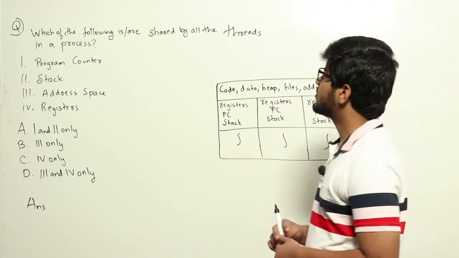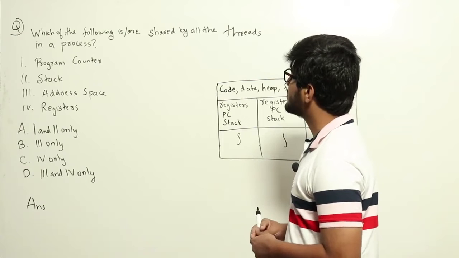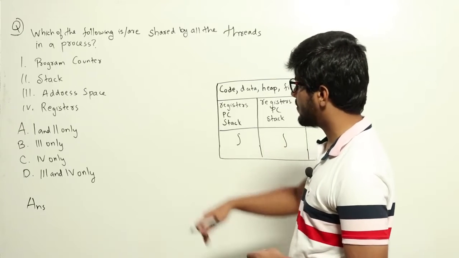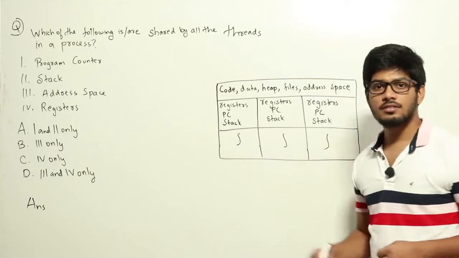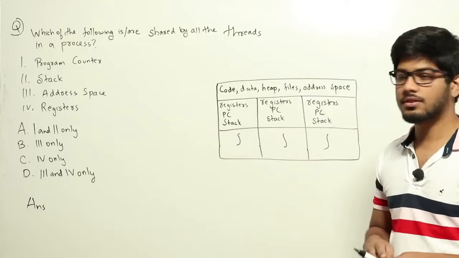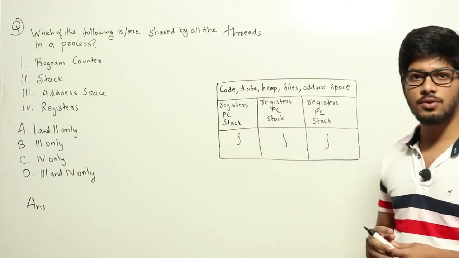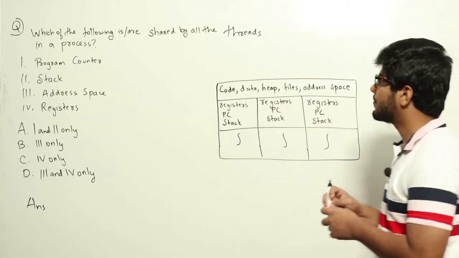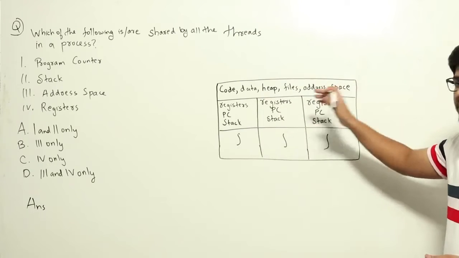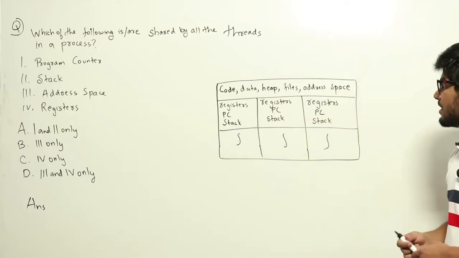Which of the following is or are shared by all the threads in a process? Program counter, stack, address space, registers, and we have been given 4 options. So this is a recurring kind of question. Even in 2017 set 1 a similar question was there. Which of the following were shared by a thread? So I have given an elaborate diagram here of whatever is shared and whatever is unique for each thread.